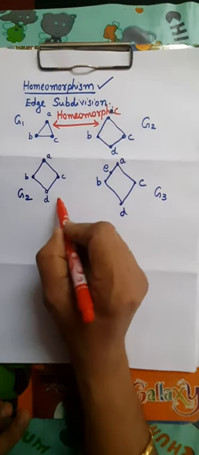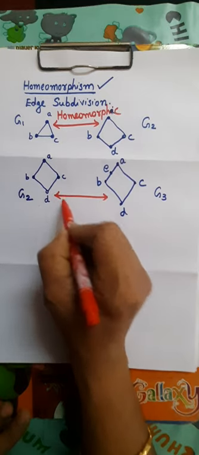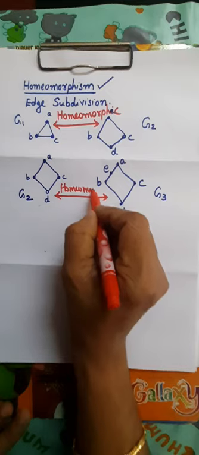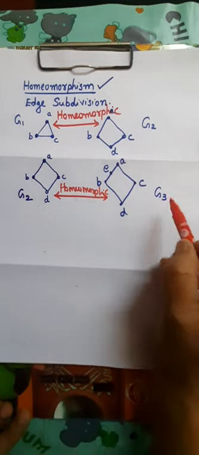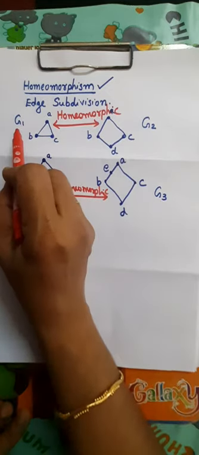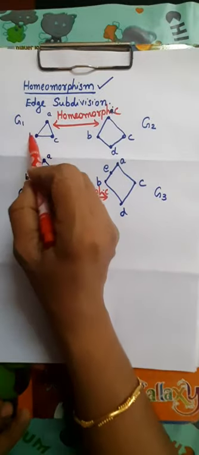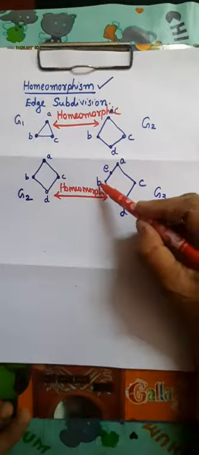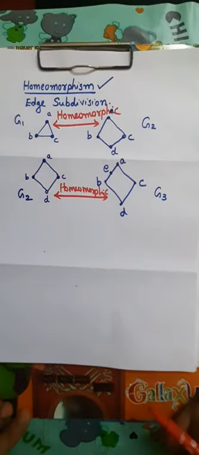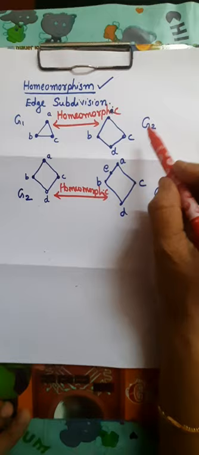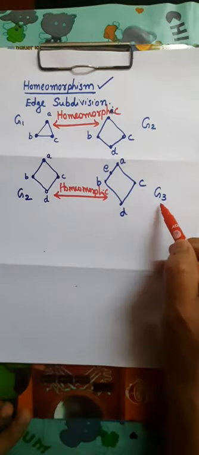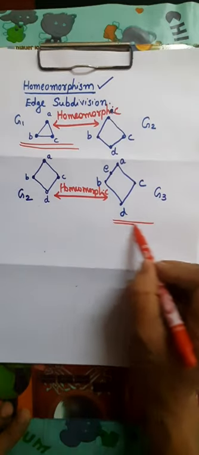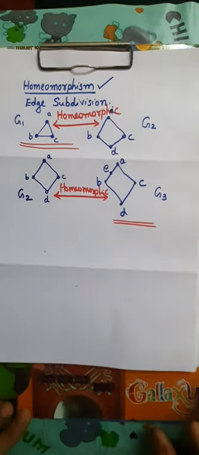Similarly, graphs G2 and G3 are also homeomorphic. G3 is obtained from G1 after two edge subdivisions: BC is divided into BDC and AB is subdivided into BE and EA. So G1 is homeomorphic to G2, G2 is homeomorphic to G3, and what about G1 and G3? G1 is homeomorphic to G3. So this is the meaning of homeomorphism.